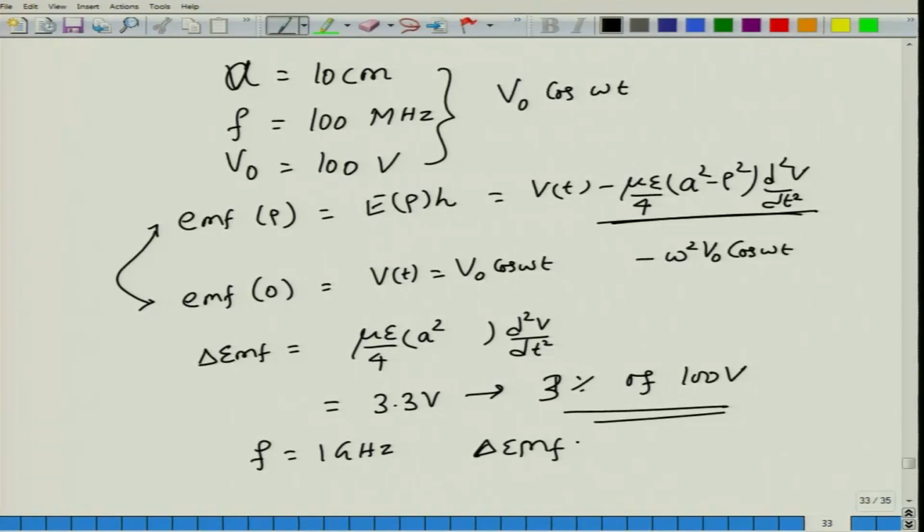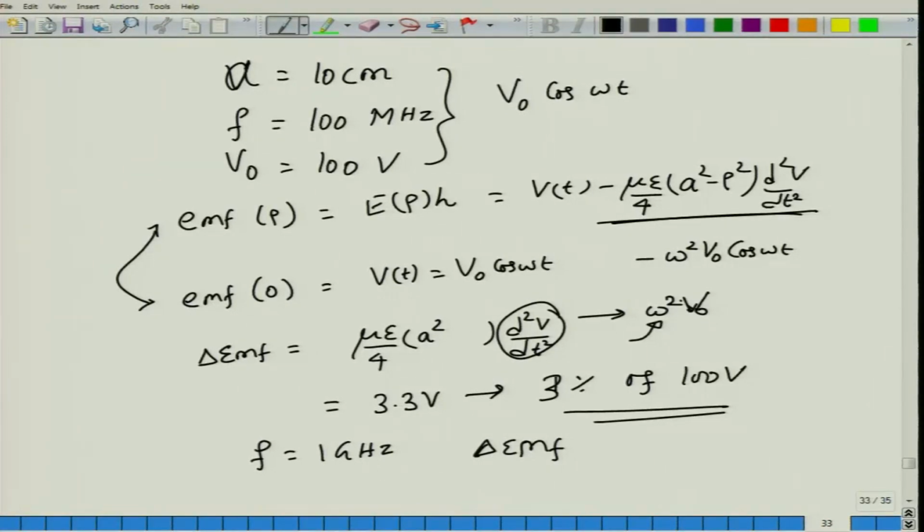Why would you be surprised? Because if you keep all the other parameters the same, the change in the EMF goes as a function of d square v by dt square, which is nothing but omega square V0. So there is a maximum change I am talking about, not the actual change with respect to time. The maximum change is proportional to the frequency square.